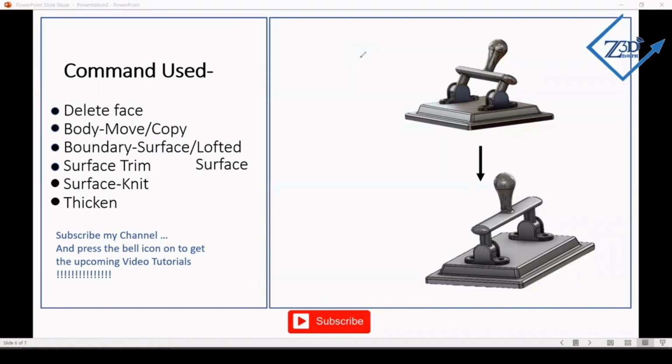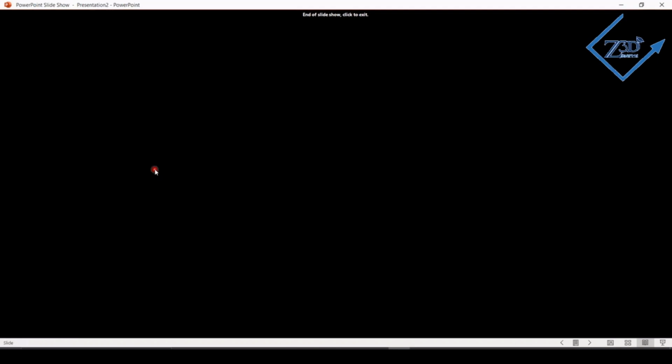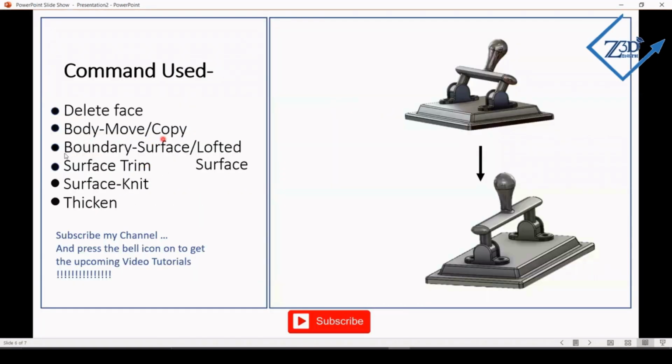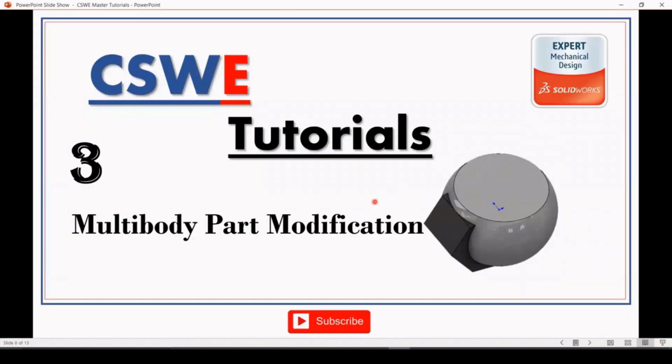The commands used are delete face, body move, boundary surface, trim surface, surface knit and thicken. These commands we have to apply to achieve the exact solution. The detailed solution video is available, you can check from there.